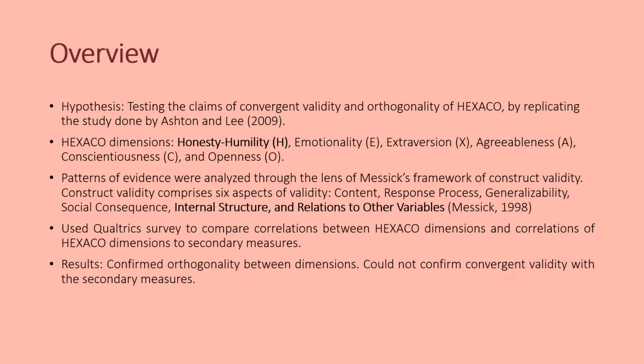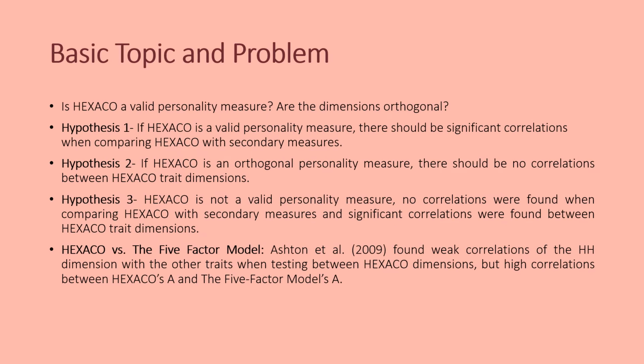Internal structure reflects the validity of results within or internal to a study, so we expect all HEXACO dimensions should have little to no correlation to one another. The relations to other variables represents the dimension's ability to accurately measure what it claims to measure by comparing dimensions to secondary measures that they should be similar to. For example, high O scores should have a strong correlation to estimated time spent outside scores. So the results confirmed orthogonality but could not confirm convergent validity of the secondary measures, but I'll go into greater detail in the upcoming slides.